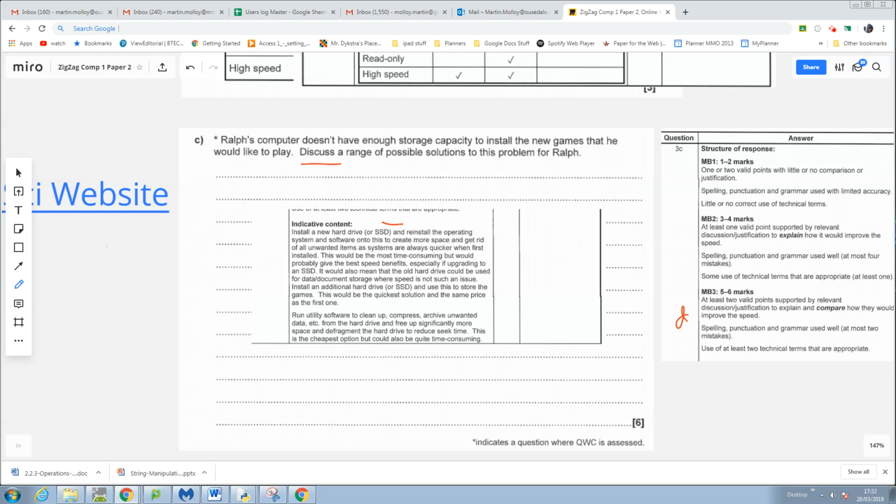Add an additional drive. So it's fairly obvious, I think, that if you're running out of storage capacity, you've either got to add more capacity, so you could talk about different ways you could do that, or you've got to take out some of the data that's taking up that capacity. So down here, they're talking about running utility software to clean up, compress, or archive unwanted data to free up some space. Some of you talked about just getting rid of old files that you don't need. Yeah, that would work as well. But you've got to be able to talk about it and discuss it.